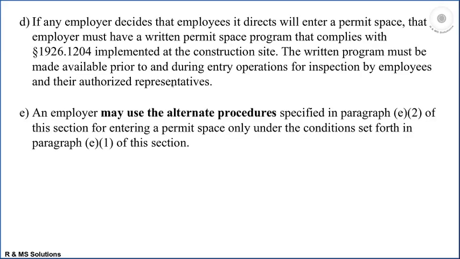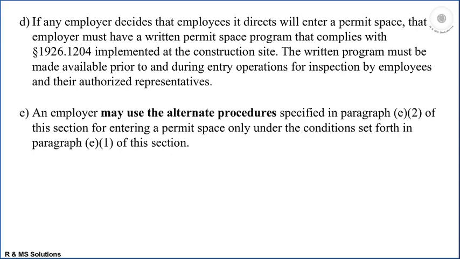I want to continue on with our discussion for entry procedures. Now, once we get to subparagraph E under the 1203 or general requirements, that's when we start talking about alternate entry procedures. This is the third type of permit required, or I should say confined space. It's not quite a non-permit space, and it's not quite a permit required space.